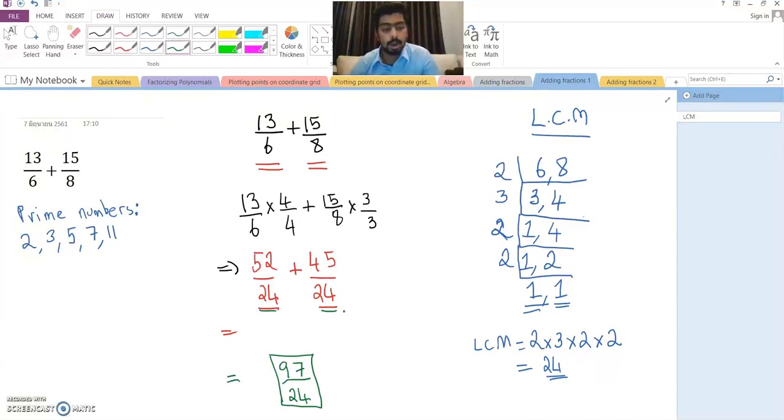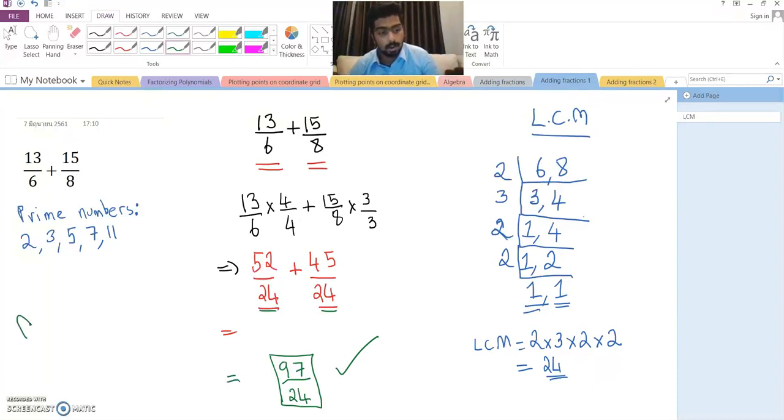Since we have common denominators now, we can go ahead and add the fractions. Now how did we add? 52 plus 45 gave us 97, and we do not add the denominators, we keep them the same. The denominator is 24, so we keep it as 24, and that is our final answer.